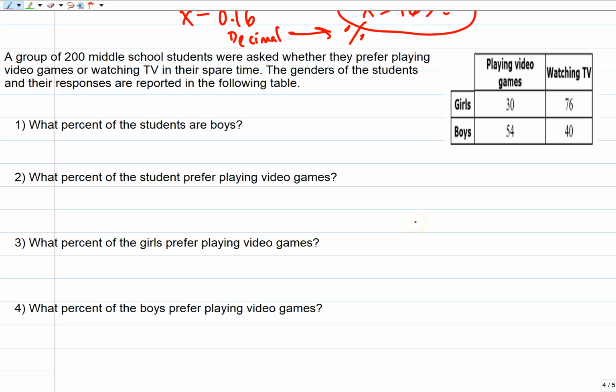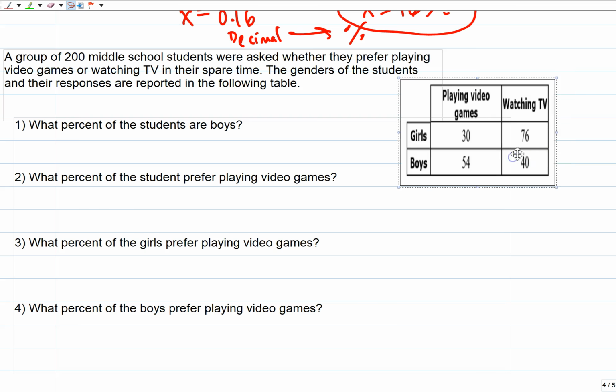Now for some easy stuff. Here's a table. A group of 200 middle school students were asked whether they prefer playing video games or watching TV in their spare time. The genders of the students and their responses are reported in the following table. What percentage of the students are boys? It's hard because they don't give us that. They're actually missing something in this table. So I'm going to pull the table over here real quick, and I'm going to do something that we really need to make sure we do whenever we do this type of question. This shows up a lot in statistics. We need some totals.